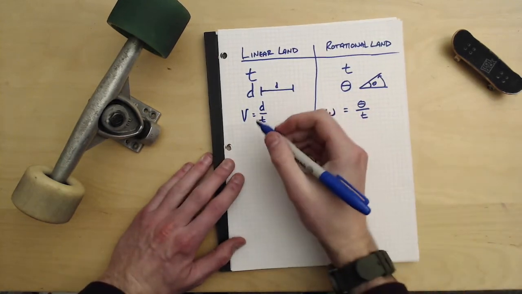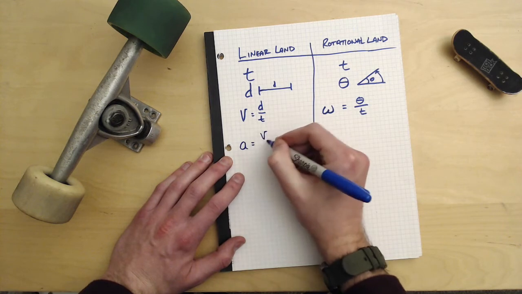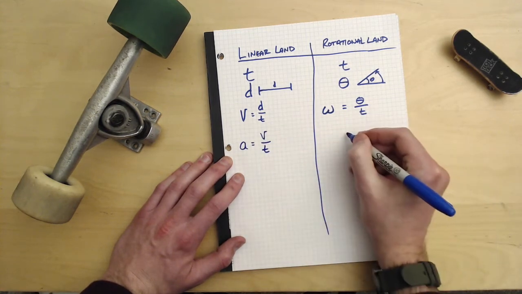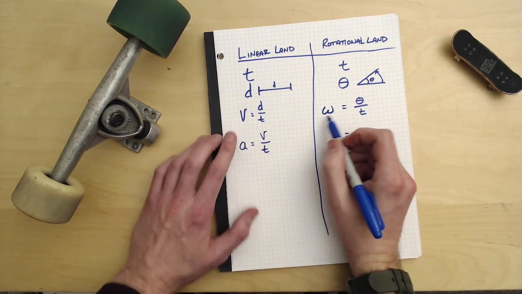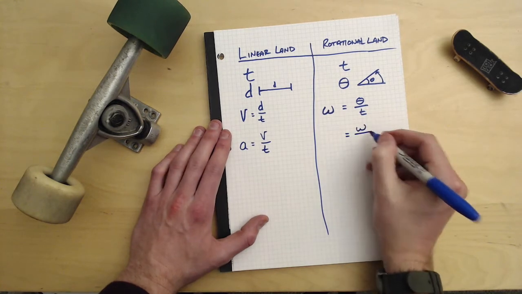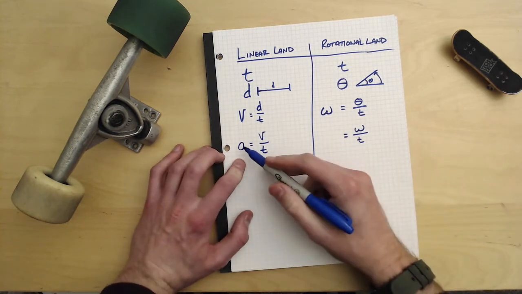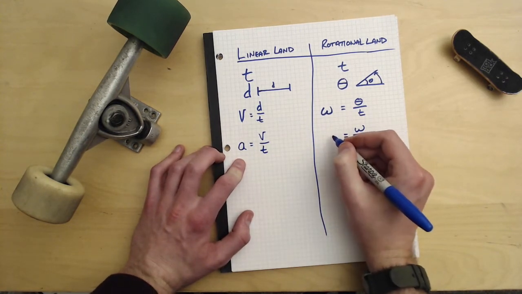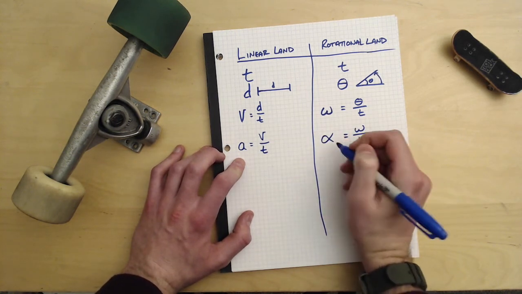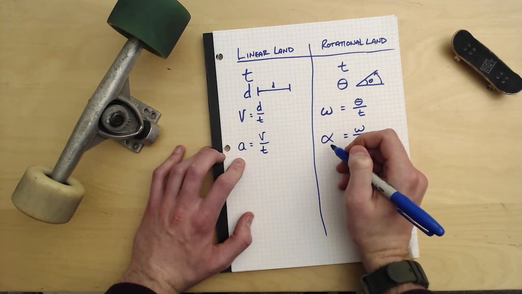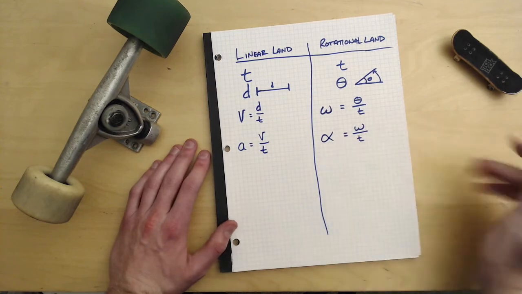Then the natural progression. Next we go to acceleration, and that was our velocity over time. And again, we're going to come over here and use our rotational velocity. That's what omega is, rotational velocity. And that's going to be divided by time. Remember, time stays the same. So this is angular velocity, and this is going to be angular acceleration. It's given by the Greek letter alpha. The Greek letter alpha looks kind of like a fish.